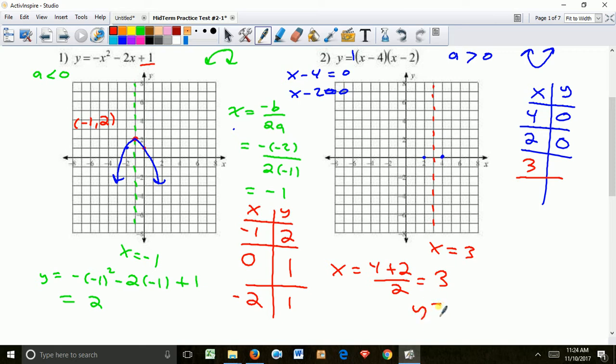So y is equal to 3 minus 4 times 3 minus 2. 3 minus 4 is negative 1. And then 3 minus 2 is 1. Negative 1 times 1 is negative 1. So when x is 3, the value of y is negative 1. You can plot that point, and then connect your dots. Again, draw this with a smooth curve, and then arrows on both ends.